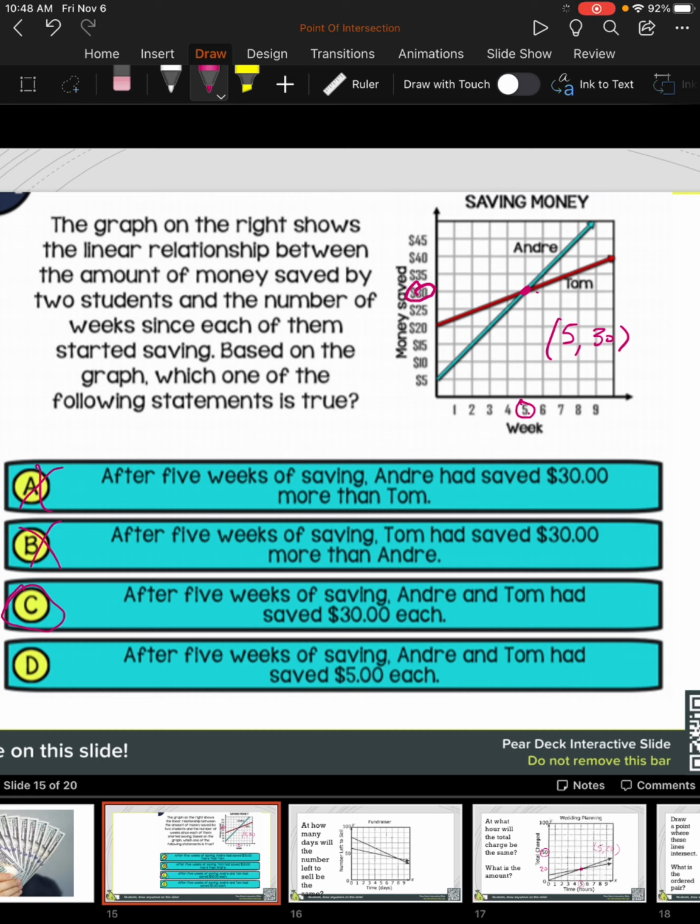And let's just go ahead and look at D to make sure we feel good about it. After 5 weeks of saving, Andre and Tom had saved $5 each. Well, that's not true because we can look and see that they had saved $30. Okay, and that's all that you're doing. You're looking for the intersection, and then we're interpreting the graph. So where they cross, they're going to have the same value.